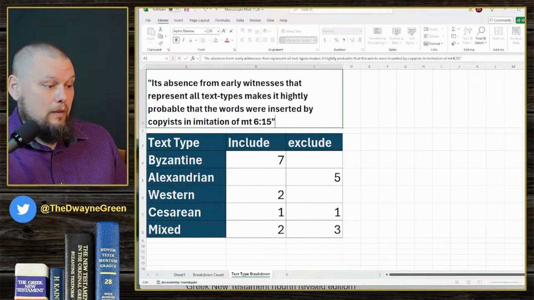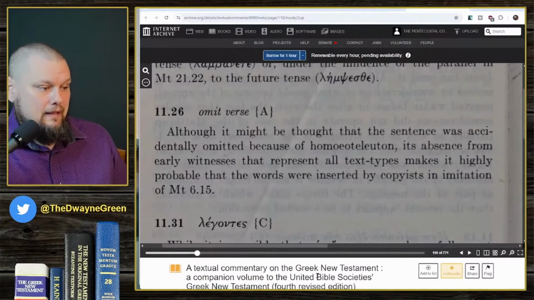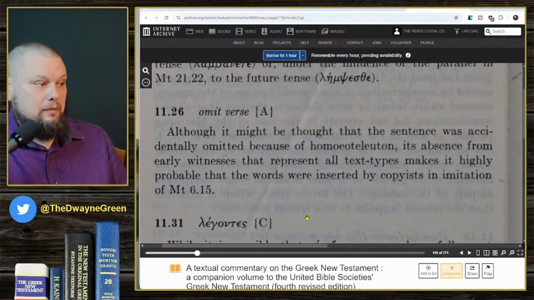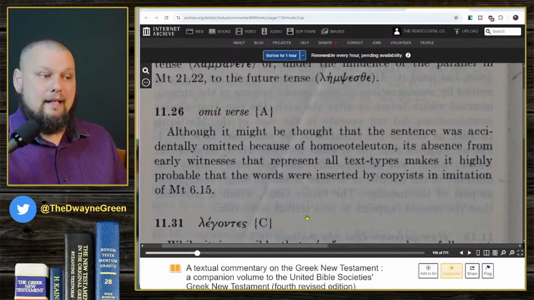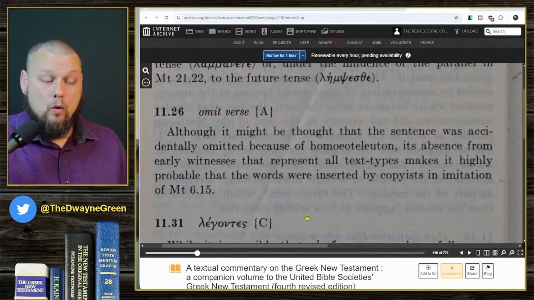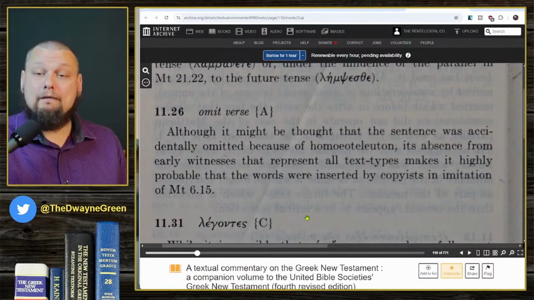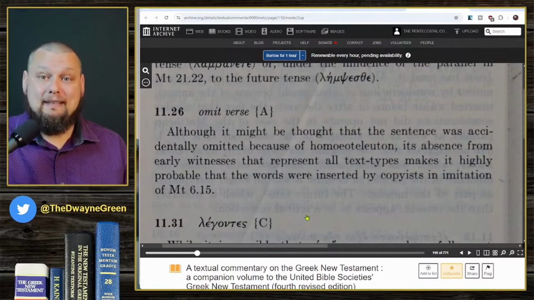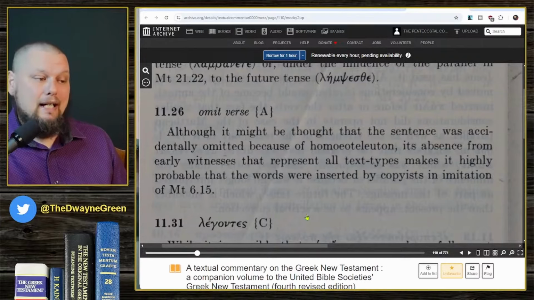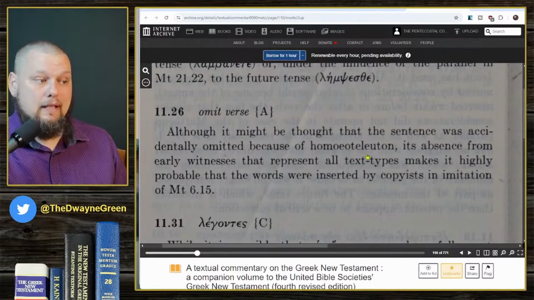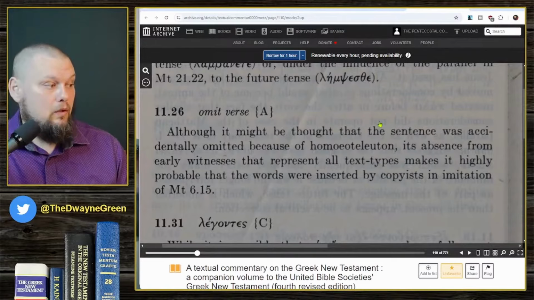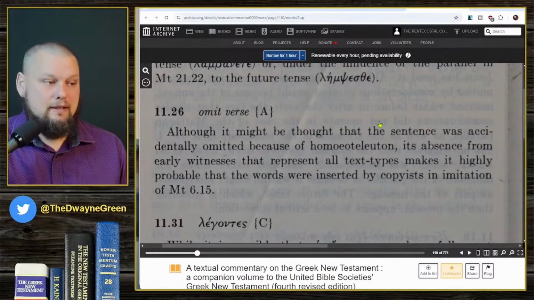So now, when we go back to what he said in his commentary, although it might be thought that the sentence was accidentally omitted because of homoioteleuton, remember, he thought that the evidence of the text types favors that over homoioteleuton. And since we have totally debunked that, since the facts tend to show that he is very wrong here, we are left with the option for homoioteleuton. So what is homoioteleuton?